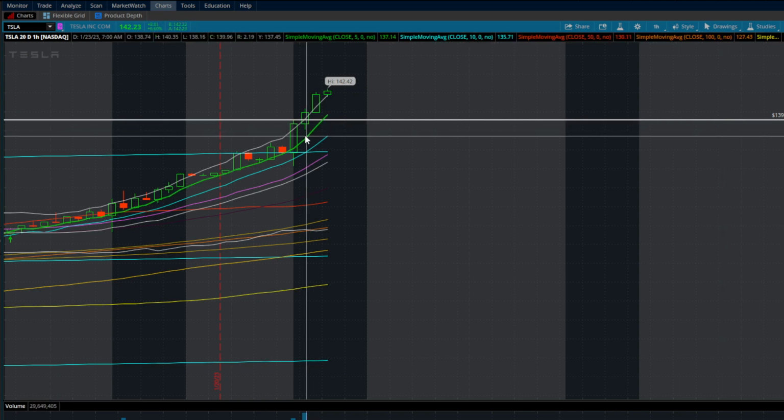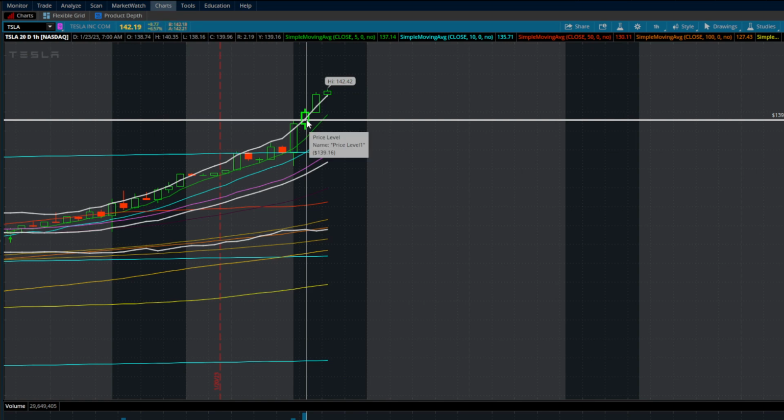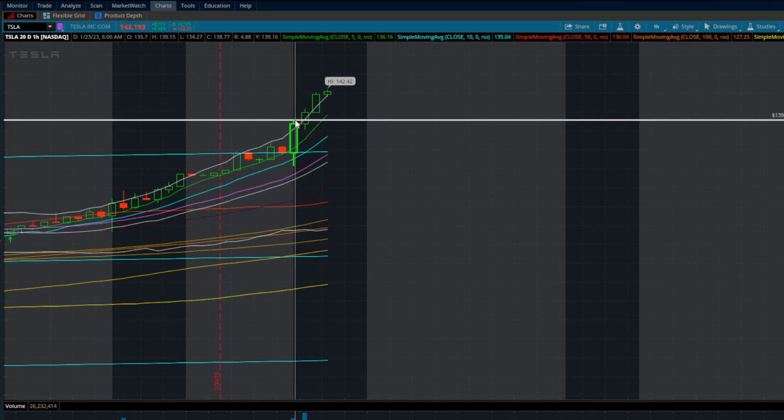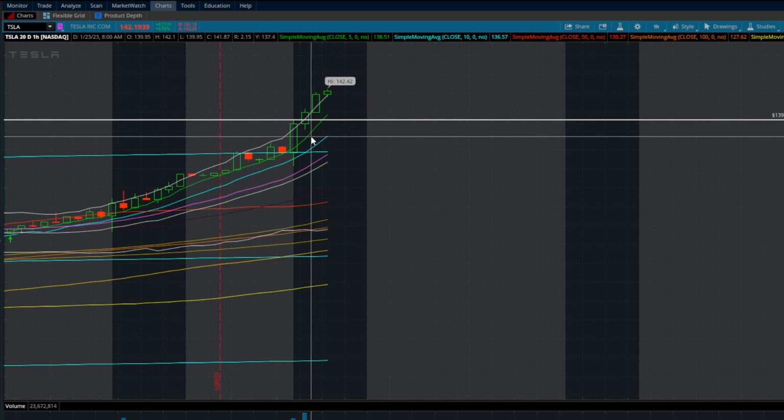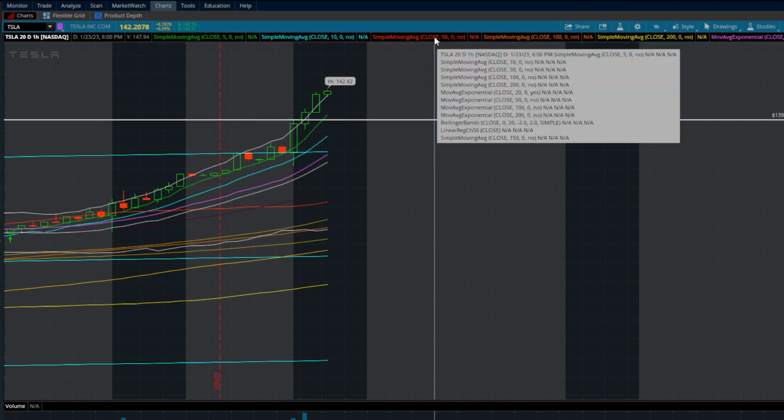So 139.16 was your pivot. You let 30 minutes pass by. As soon as the next hour candle opens up at 7 a.m., if that hour candle can take out the previous hour's highs, that's your indication to get long. You're going to use a 5 SMA as your stop, and you're going to go ahead and ride it out and take your profits along the way.